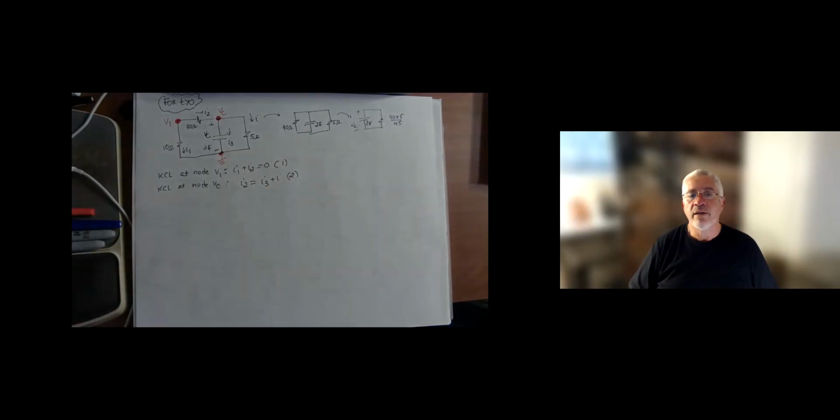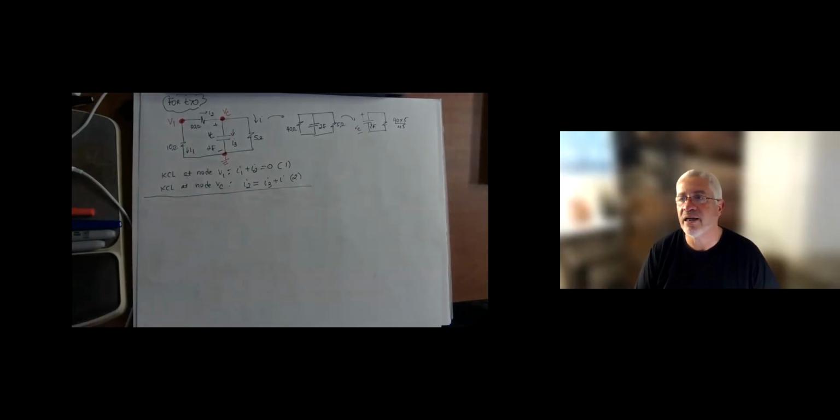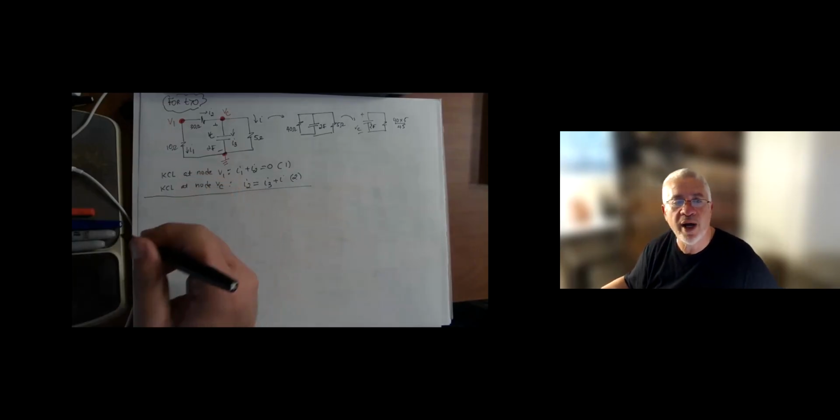Then I'm going to do KCL at node VC. So what do we have here? I2 equals I3 plus I. That's equation 2. Okay. These are my two KCL equations. So that's the first thing here. If you had a source equation, we need to write the source equations. We don't have any voltage source in this nodal, so we're not writing a source equation.